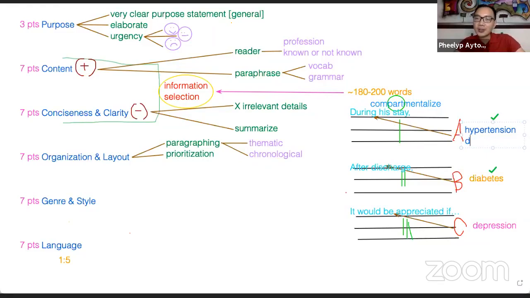When it comes to organization and layout, we've discussed two things so far: paragraphing and prioritization. There's another thing, which is connectedness. And it's the last one: type connectedness.